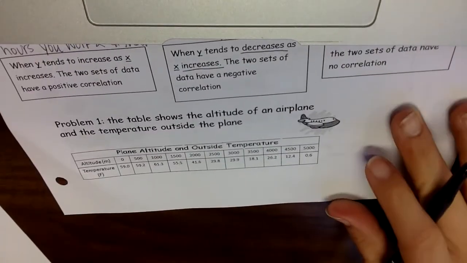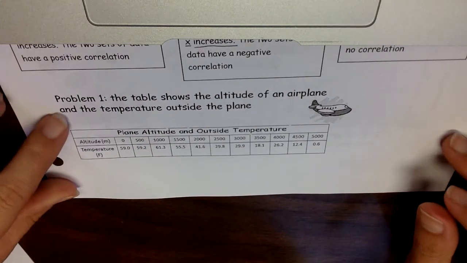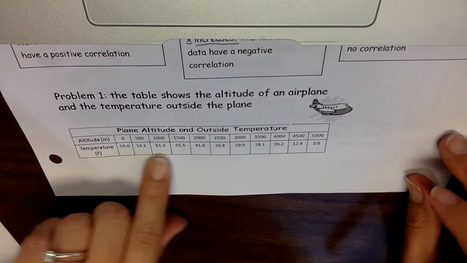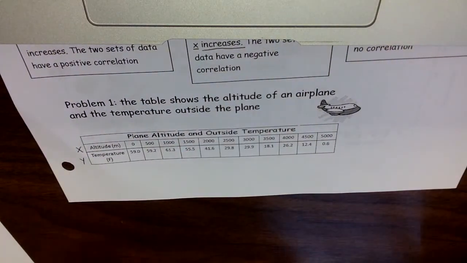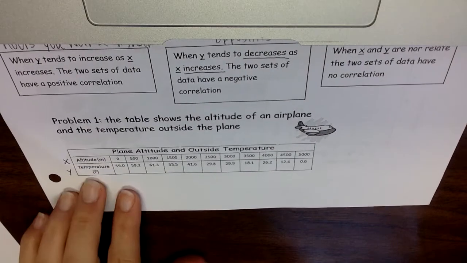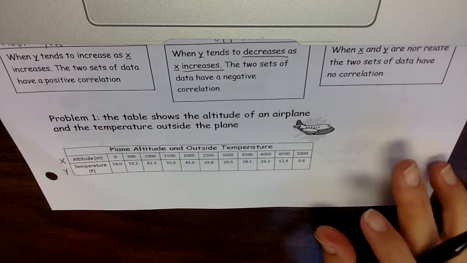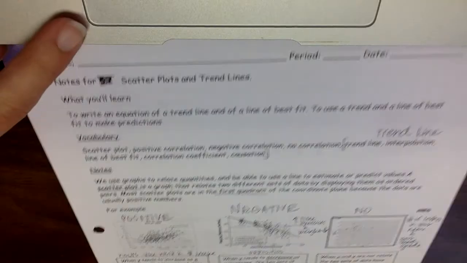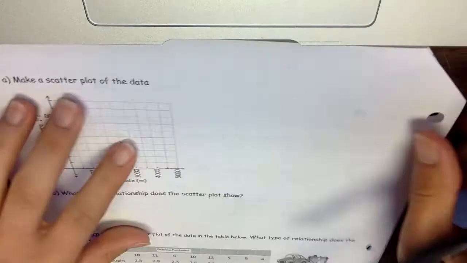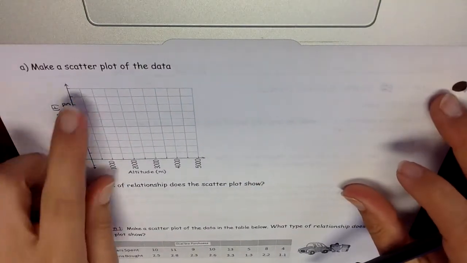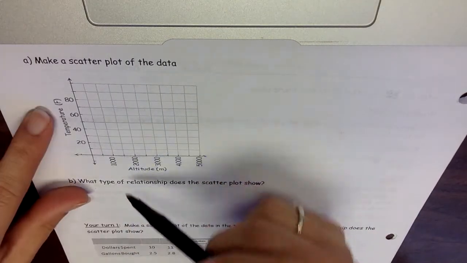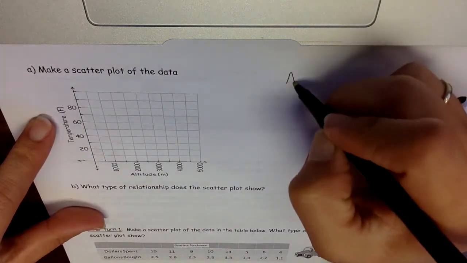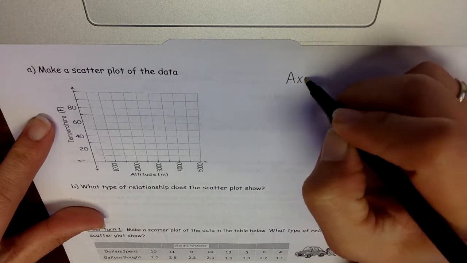So at the very bottom, problem number 1, the table shows the altitude of an airplane and the temperature outside the plane. So you have your data, the altitude and the temperature. This would be your domain, this would be your range, your x and y's, except they're using altitude and temperature. And I don't know why this copied weird, but we need to make a scatter plot, so you're going to be flipping back and forth, but go to the top of the next page, and we're going to make a scatter plot with this data. When you make a scatter plot, you need to make sure your axes are both labeled. So notice my altitude, so label your axes.